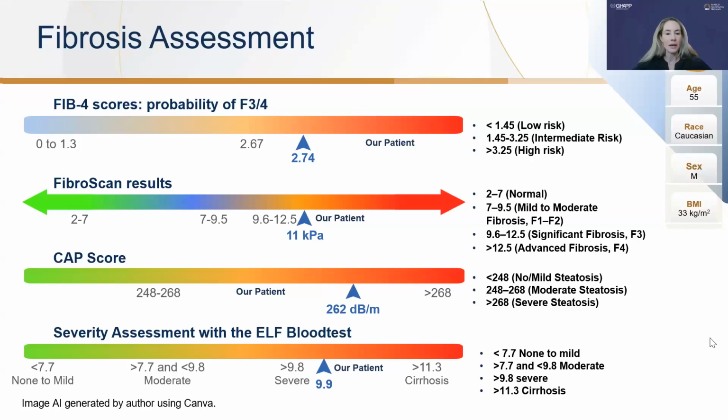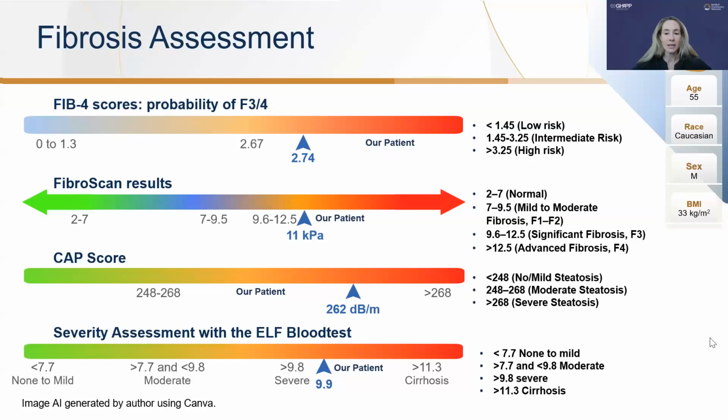And his FibroScan result is 11 kilopascals. FibroScan works by correlating the liver stiffness measurement to fibrosis. An 11 kPa would put him in the range of F3 or stage 3. And then his CAP score, which CAP stands for controlled attenuation parameter, it's a measure of hepatic steatosis in the liver on FibroScan, does confirm significant steatosis in the liver, which would support your diagnosis of MASLD in this patient.